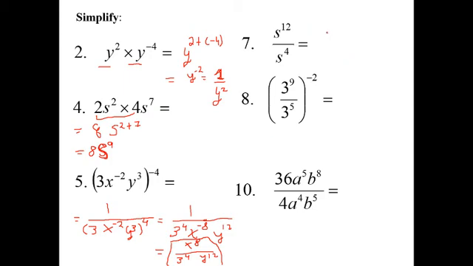Okay, let's look at this one. Number 7. I have s to the power of 12 divided by s to the power of 4. So I'm going to keep the base and subtract the exponents. I have 12 minus 4. So this will be s to the power of 8. Sorry, my s's are not that great. 12 minus 4 is 8.